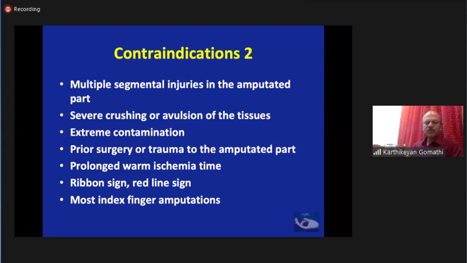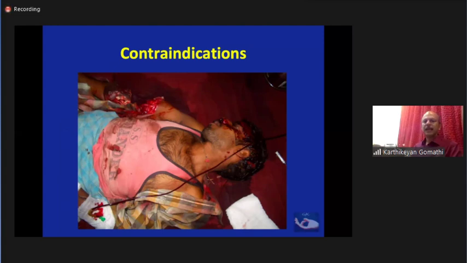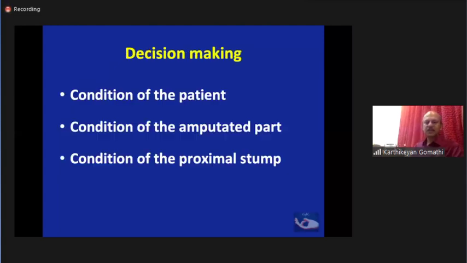Then, most index finger amputations. That is also a little controversial. If it's a single index finger amputation, people believe that it's only a relative indication and not necessary to do a replantation, though if the patient insists on it, you can do it. Like I said, the life of the patient is most important.